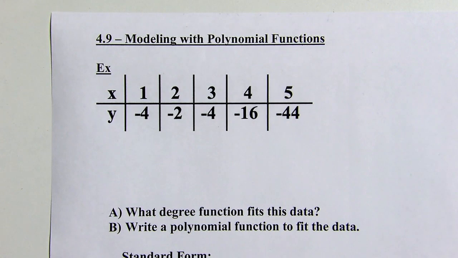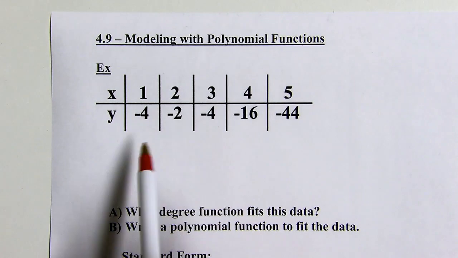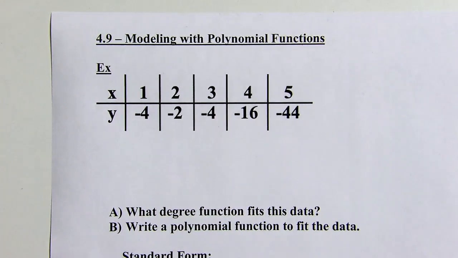Here's 4.9, modeling with polynomial functions. Okay, I've got this data set here, and I first want to figure out what degree function fits this data. So what I'm going to do is look at the differences, the first differences, the second differences, and so on.